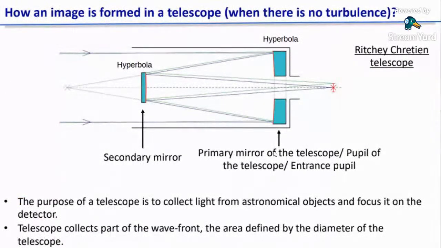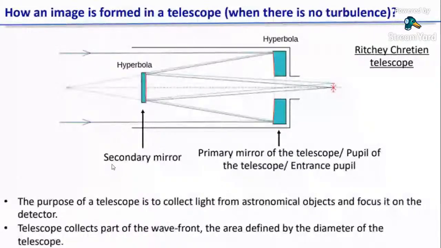Okay. Now I want to talk about how an image is formed in a telescope when there is no turbulence. This is a diagram of a Ritchey telescope. The difference is just that here we use hyperbolic mirrors instead of parabolic mirrors as used in Cassegrain. The light comes from the infinite source, and an image is formed at the telescope. The purpose of a telescope is to collect light from the astronomical objects and focus it on the detector. The detector can be any CCD, or we can see it directly through the eyepiece or whatever we want.